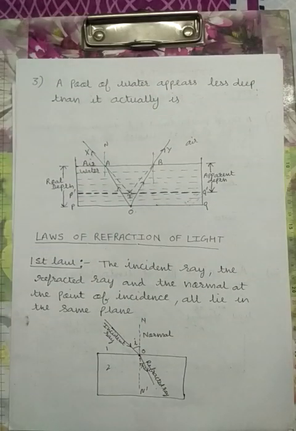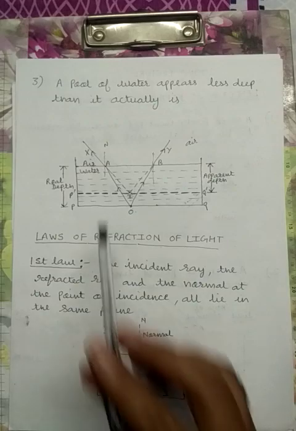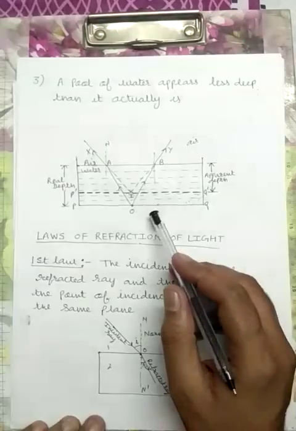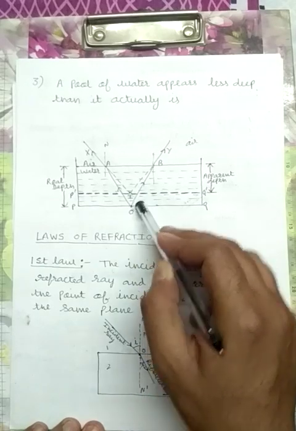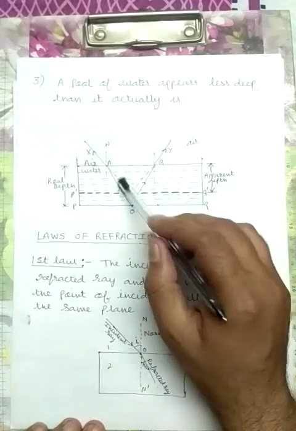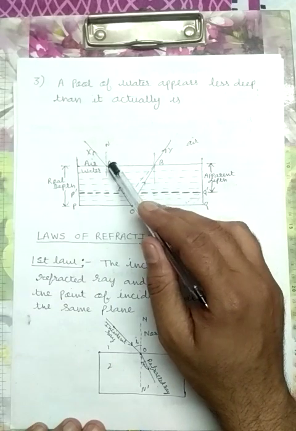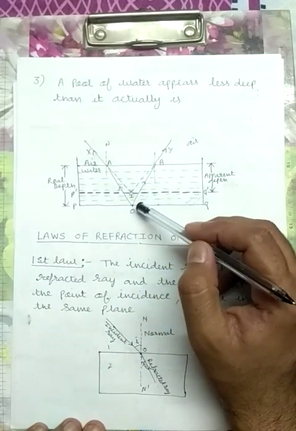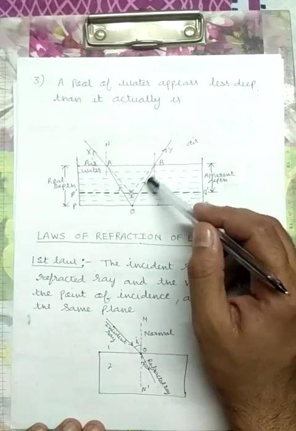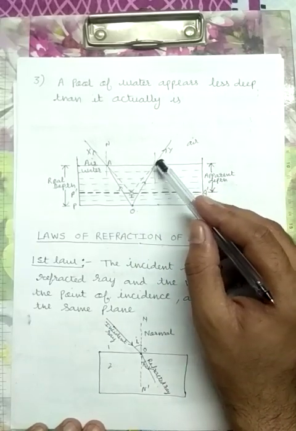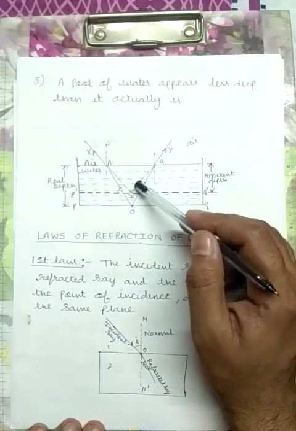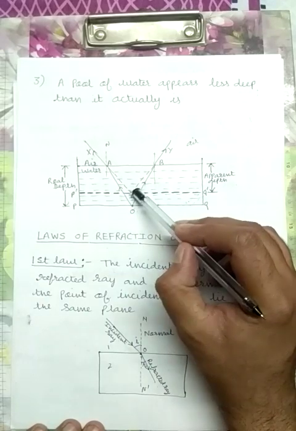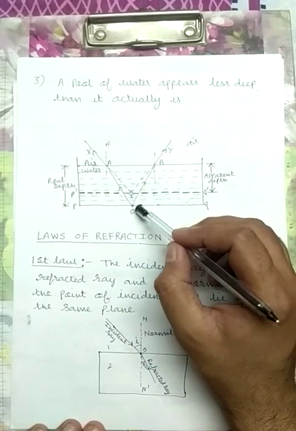Now the third effect of refraction of light is that a pool of water appears less deep than it actually is. So here we have a pool and this pool is filled with water. Now we have taken a point at the bottom of the pool and that point is point O. From this point, a light ray OA passes from water into air, so it gets refracted in direction AX. Similarly, there is another light ray OB which passes from water into air, so it gets refracted in direction BY. Now if these refracted rays, AX and BY, are produced backwards, they appear to meet at point I. Now I is the virtual image of point O.